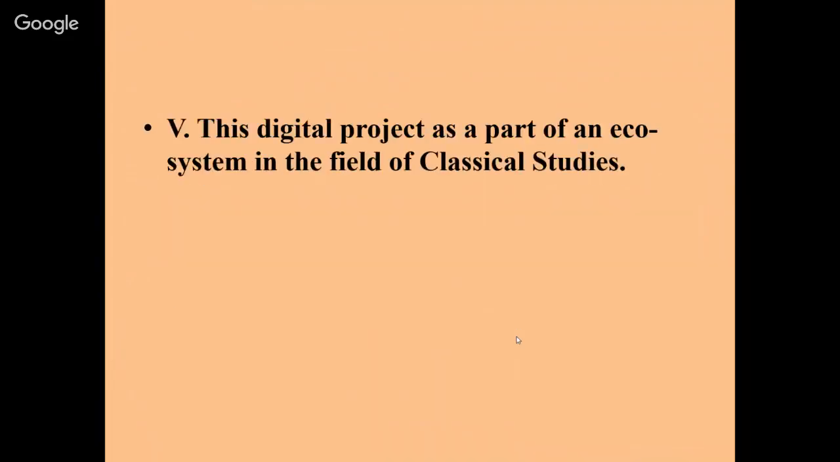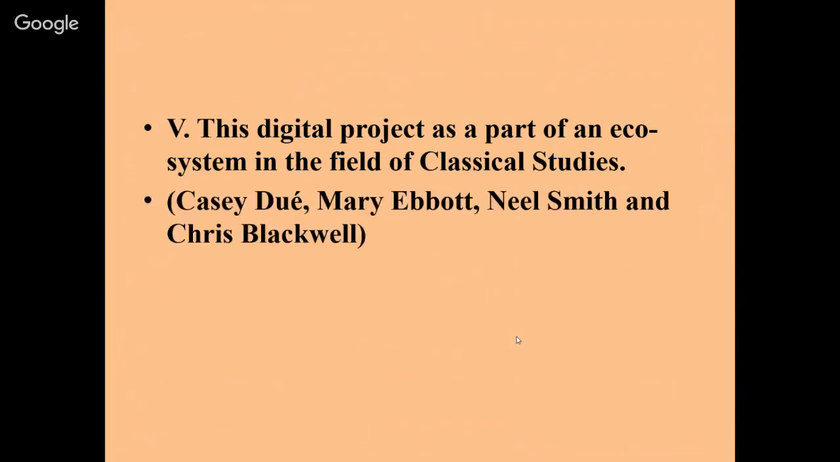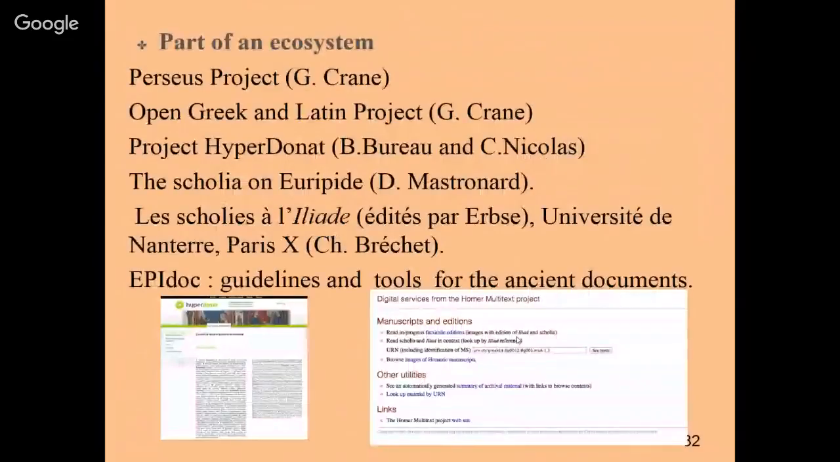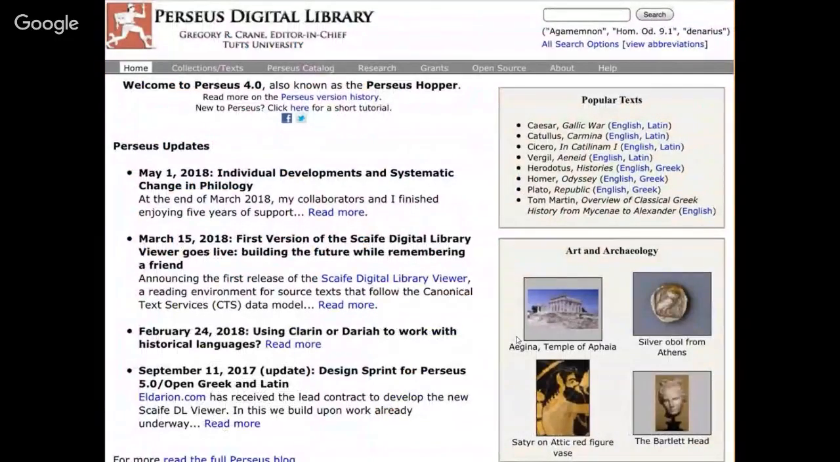And finally, I would like to show you that this digital project that I presented today very quickly, of course, is not the only one. But this digital project can be considered as part of an ecosystem in the field of classical studies, whose aim is to publish online ancient texts, translations, and commentaries. First of all, as you see, there is the Perseus project of Gregory Crane, which is the digital library project of Tufts University.